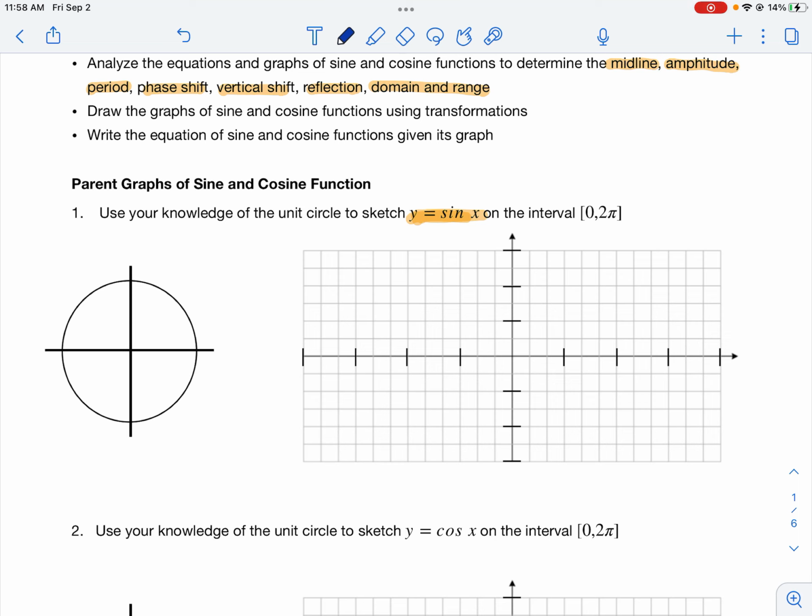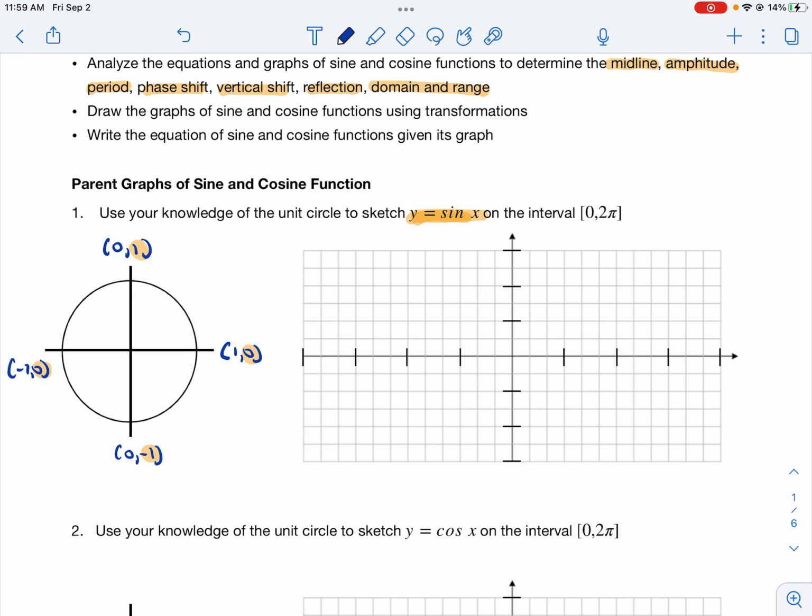Now to do this, I'm going to go back to my unit circle, and I'm going to recall that my quadrantal angles at 0 radians, I'm at (1, 0). At pi over 2, we're at (0, 1). At pi, we're at (-1, 0). And at 3 pi over 2, we are at (0, -1). And also recall that the sine is your y values. So these are my function values at those angles.